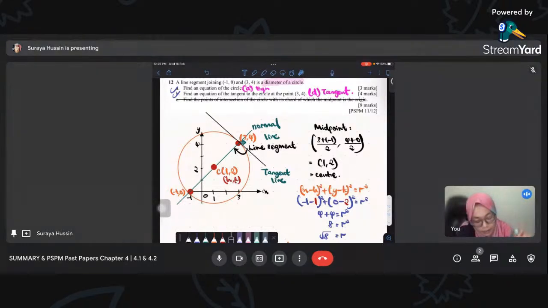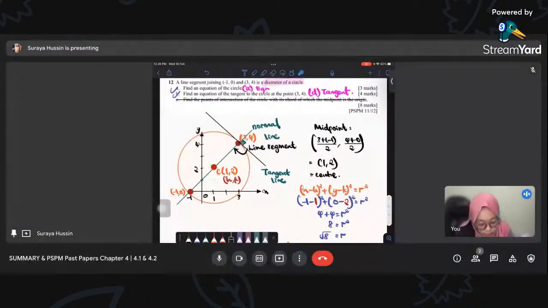Sebab kita tak ada diameter line. Lagipun soalan ni markah dia pendek, 3 markah saja. And so what we must understand is we can use midpoint. Kita cari midpoint supaya kita dapat cari center.